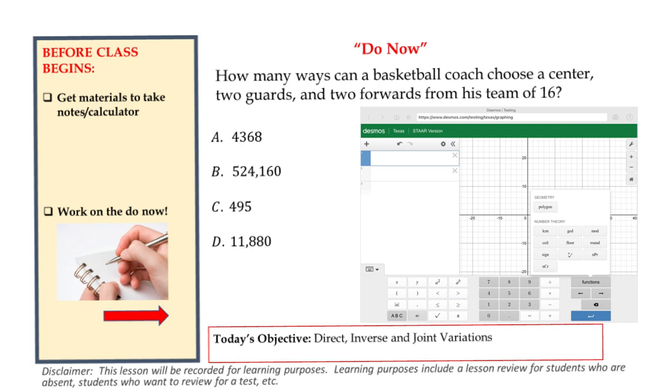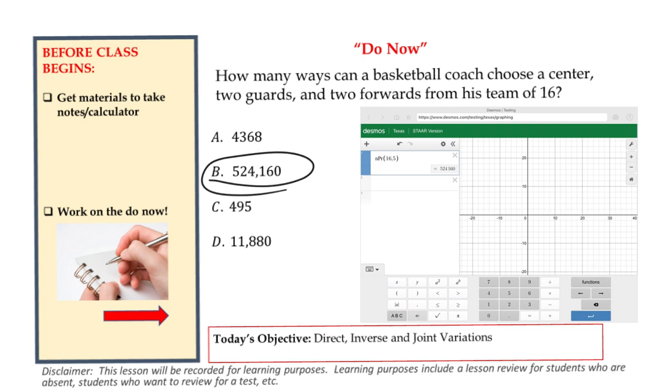Okay, this we have to determine if it's a permutation or a combination. Since a coach is selecting people for certain positions, this is going to be a permutation. I went to functions and I'm going to choose nPr. In parentheses, I'm going to type in 16, comma, we're choosing 5. And we see that our answer is going to be 524,160. So my answer would have been answer B.